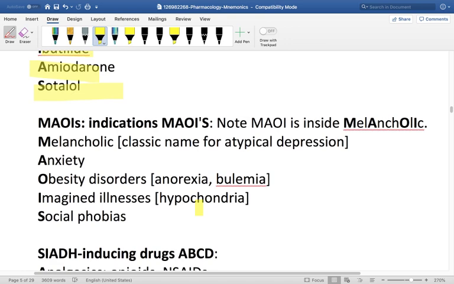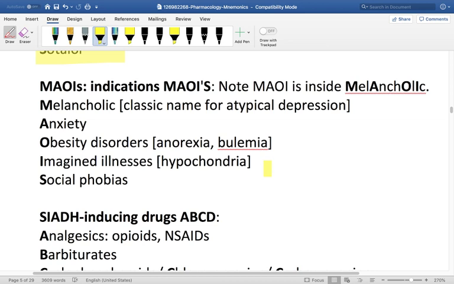Now what are the indications for MAO inhibitors? Where do we use them? When you have a deep sadness, unexplained sadness, melancholic, atypical depression. For atypical depression, you use MAO inhibitors. A is anxiety, O is obesity, anorexia and bulimia. Imagined illness, hypochondria, MAO inhibitors. Social phobias, MAO inhibitors is what you need to remember.